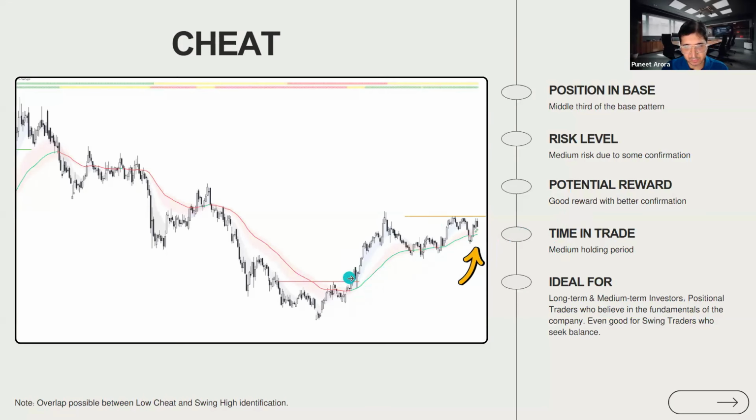It will be less than if you were holding from here, and it is ideal for again long term as well as medium term investors, position traders who believe in fundamentals of the company, even good for swing traders who want to seek balance. I mean, those who do not want to be buying at the maximum valuation level, or want to have these kind of setups also in their arsenal.